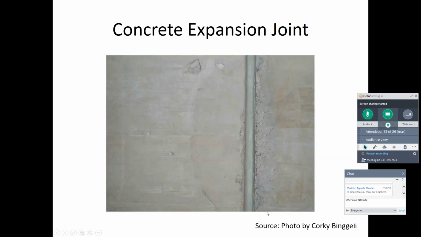So they show us one of those joints that we talked about earlier. Here's a physical example of a concrete expansion joint. So we can see the seaming between the two pieces.